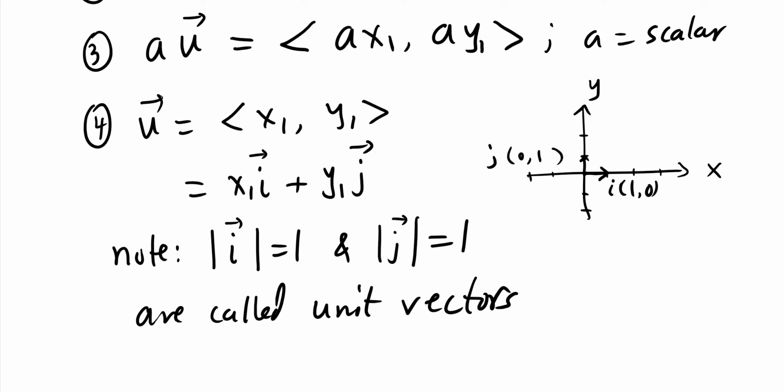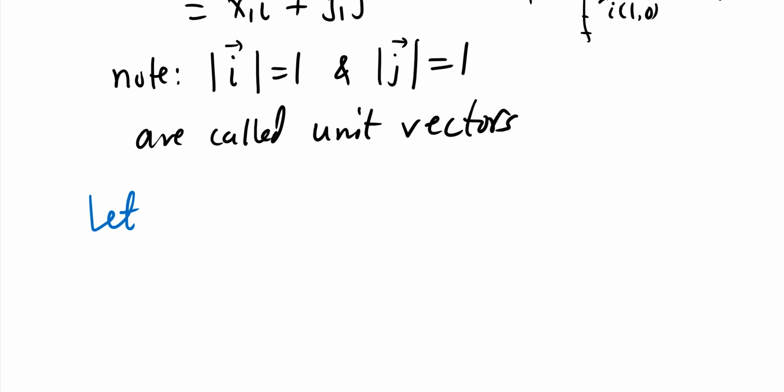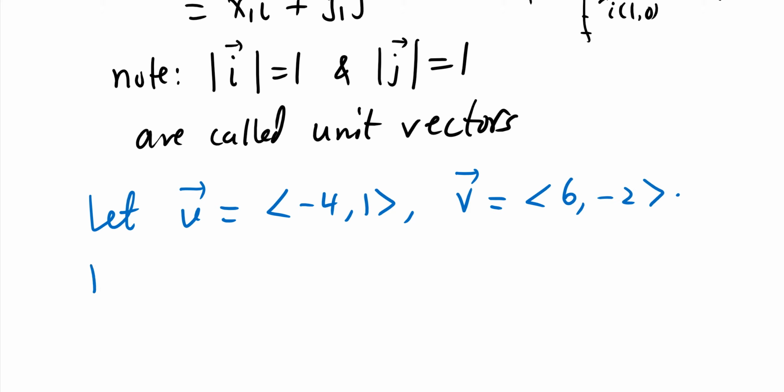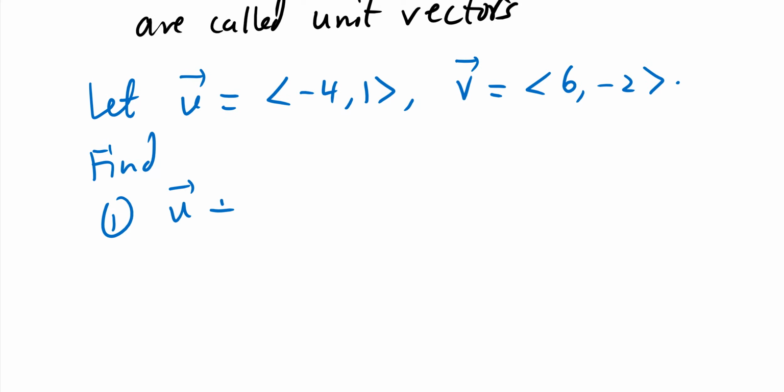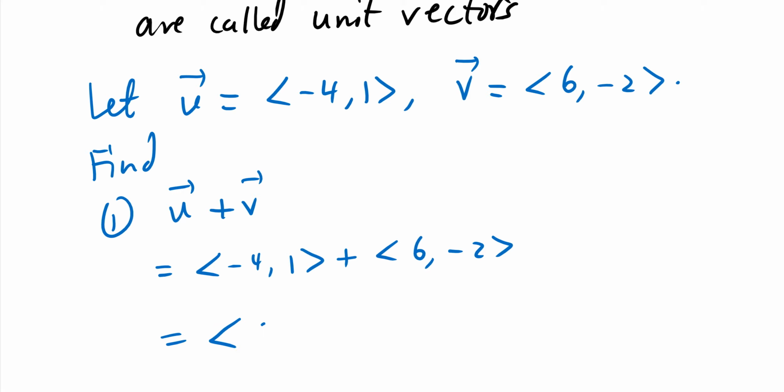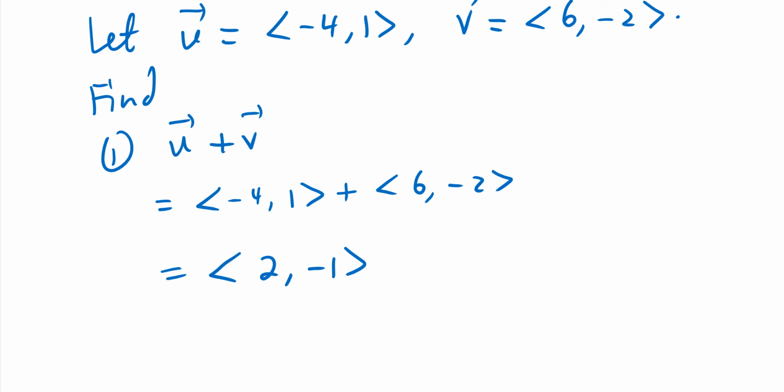Unit vectors. So let's look at an example on all of this. Let u be a vector given as -4, 1. V is given as 6, -2. We need to find and simplify, let's say, u plus v first. When you add them up, -4, 1 added to 6, -2, add the x components, which is 2, and 1 plus -2 is -1. So that's u plus v.